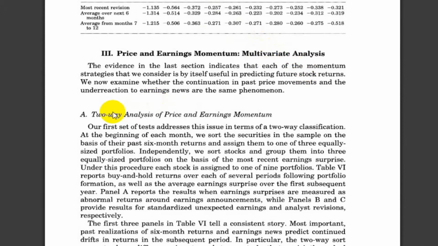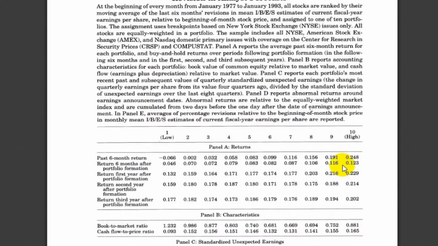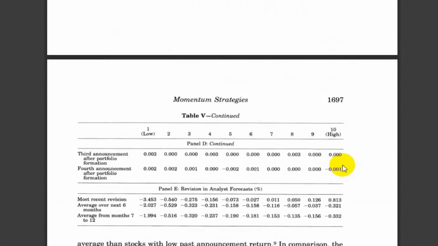So with section A, we have two-way analysis of price and earnings momentum. First, we're going to rank the securities according to their past 6-month returns and assign them to 3 equally sized portfolios. Then within each of those portfolios, we will group them according to their recent earnings surprise. This will give us 9 different portfolios, and table 6 presents the results of this study. So let's go down to table 6.